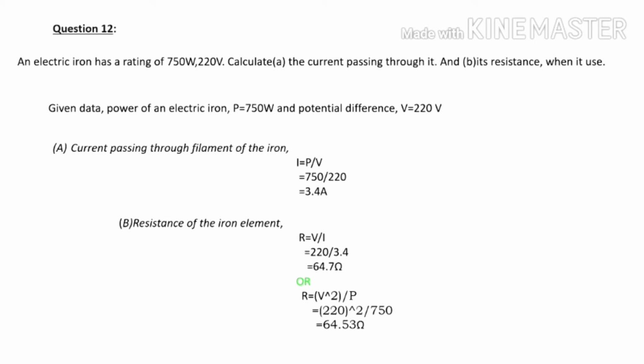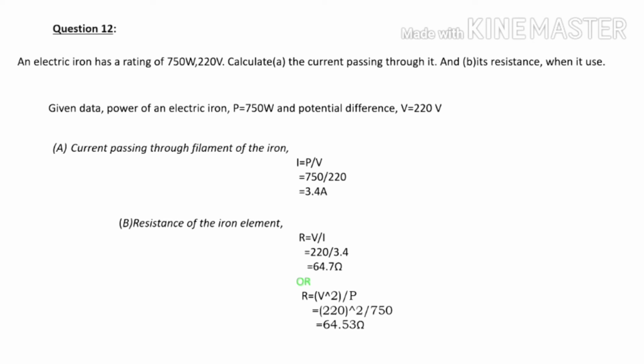Calculate the current passing through it. You already know P equals VI and I equals P by V. You put the value and get the result. In SI, the unit of current is ampere. So I equals 3.4 ampere.